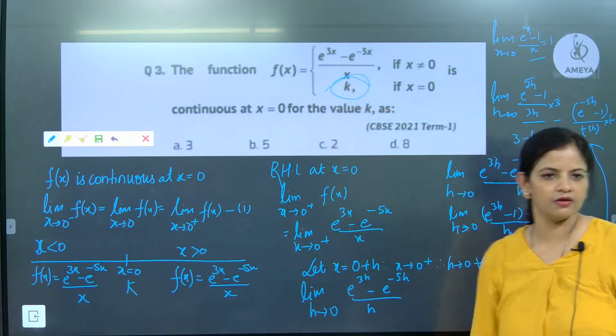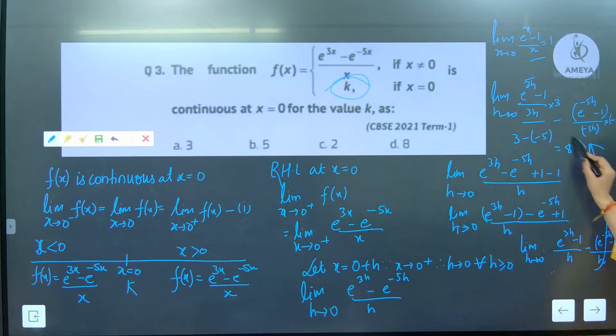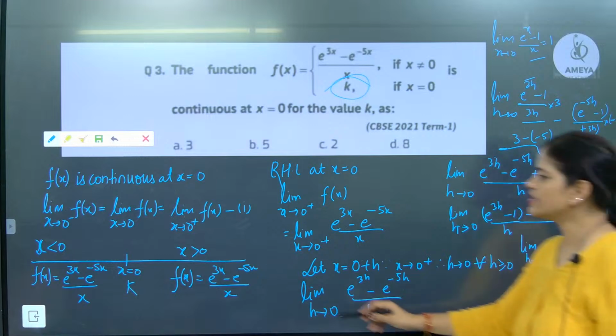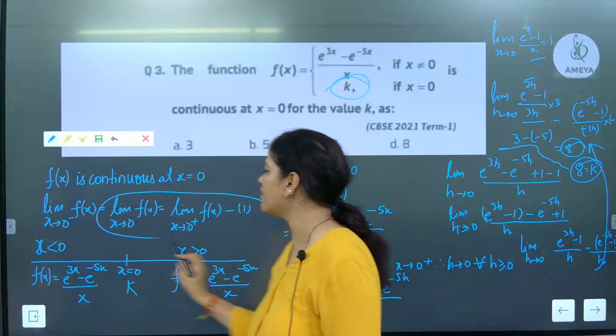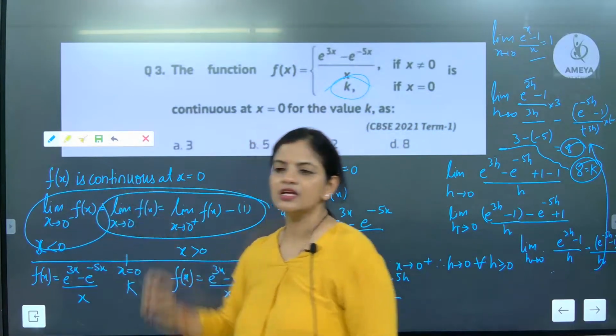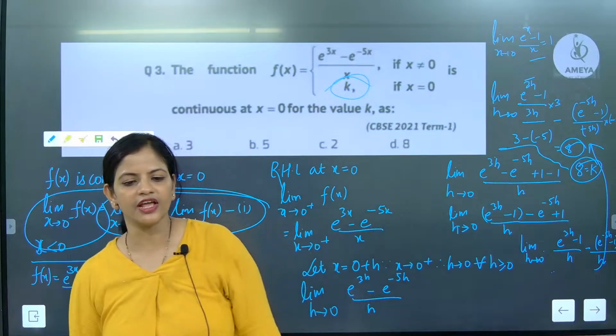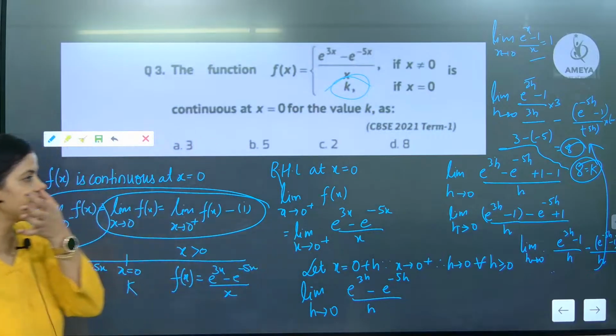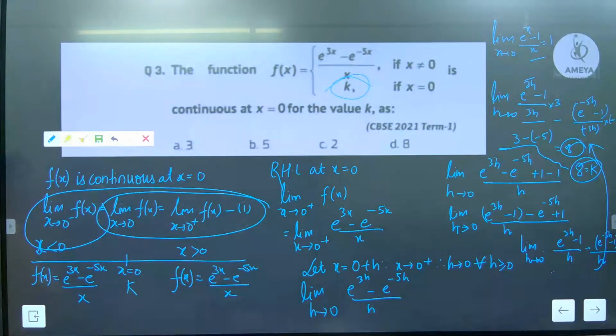So LHL is equal to the center value. The center value is K and RHL is coming as 8. So using equation 1, what can we write? K is equal to 8. Because equation 1 says that the left side, center value and right side values are all the same. So LHL part I have taken and noted down that section. LHL, RHL, center value, all three values are the same. Understood, beta?